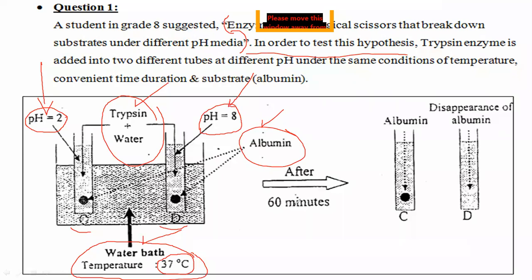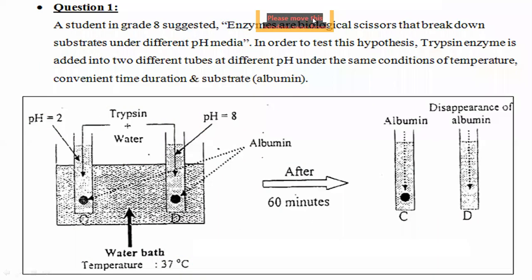If I ask you, I want new students here, new hands. Abbas, what is pH equal to 2? What does it represent? Acidic, basic, or neutral? It's acidic. Acidic. pH equal to 8? Basic. Basic, thank you, Abbas.